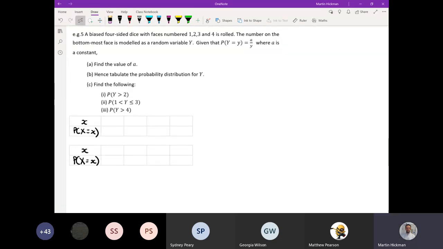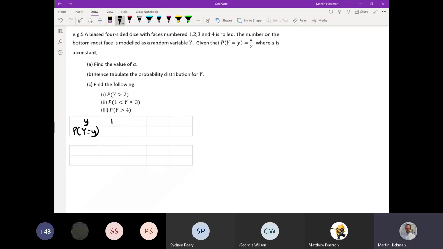So then our next example, quite similar to the last one, we just haven't got it written out as a probability mass function this time. So we've got a biased 4-sided dice. Remember, biased means the probability of getting 1, 2, 3, and 4 is not the same. The number on the bottommost face is modeled as a random variable Y, and you're given the probability of capital Y equals lowercase y equals A over y, where A is a constant, which we're going to find in part A. Oh, sorry, I've done it with X here. This should be Y. So on top here, we're going to have lowercase y, the probability that capital Y equals lowercase y.